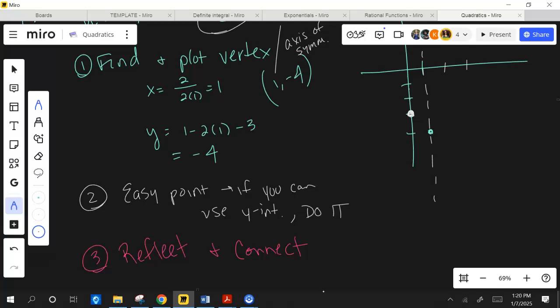Reflect and connect. So I count over 1 to this, and then I count over 1 more. So it'd be (2, -3). That's exactly right. Do not make it come to a point when you connect it. It's not an absolute value graph. It's nice and curved there. And so then we can just connect, and I have my nice little parabola.